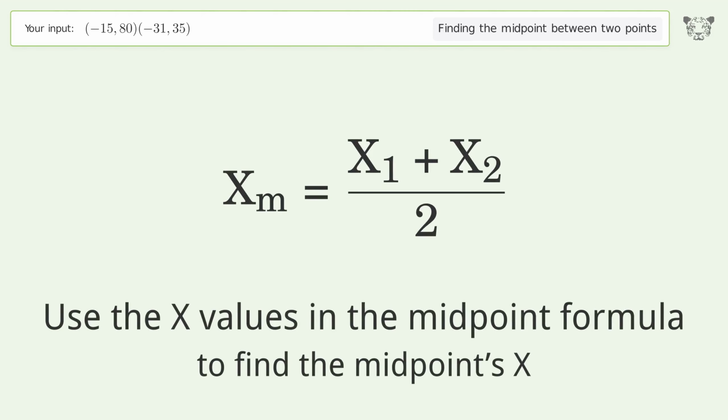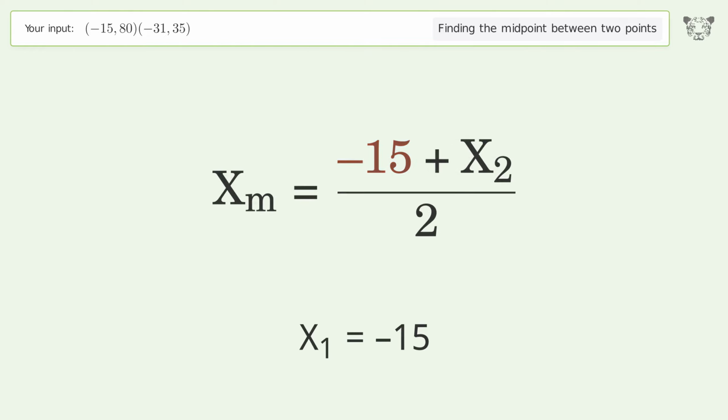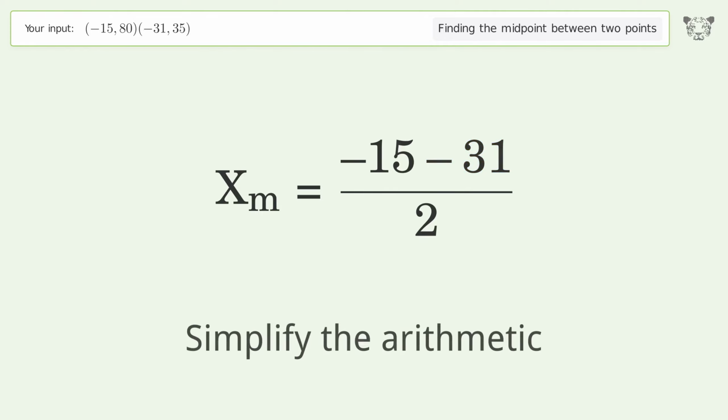Use the x values in the midpoint formula to find the midpoint's x. x1 equals negative 15. x2 equals negative 31. Simplify the arithmetic.